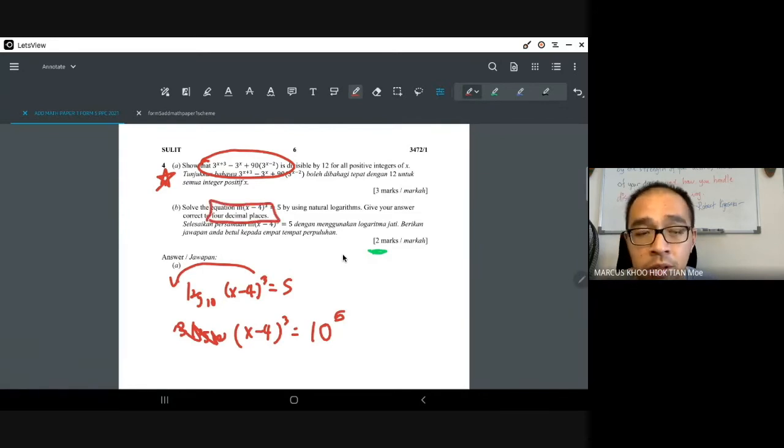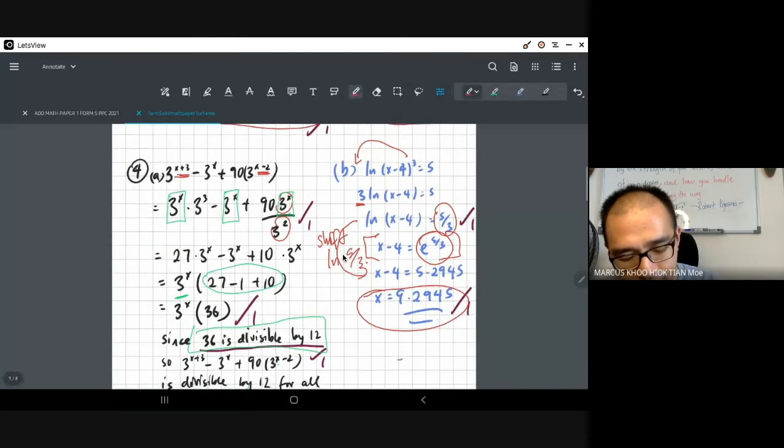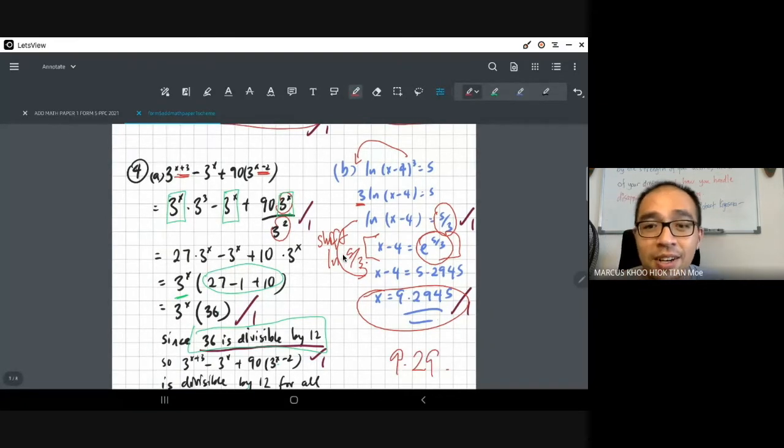And I want to stress that this is very frustrating, you know. Some of you answered this correctly, but then you wrote up to 10 decimal places. Some of you round off to 9.29. Okay, so cannot. Final answer, if it is requested for 4 decimal places, take note of it. Okay, we try to avoid all these little mistakes as much as we can.